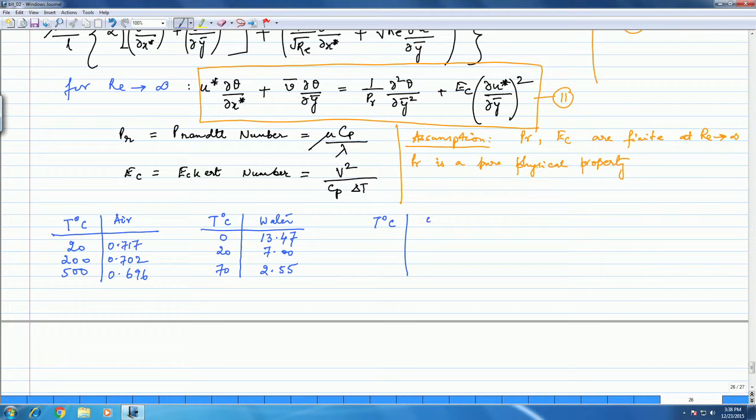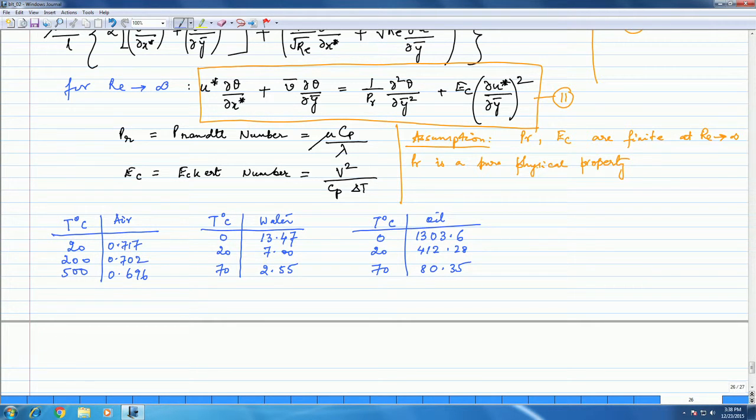Again, this is for oil. So this is 0, and it is 1303.6. For 20, it is 412.28, and for 70, it is 80.35, right? Now, what is interesting is, you can make your inferences from here.